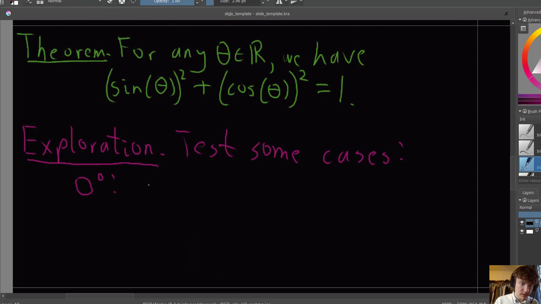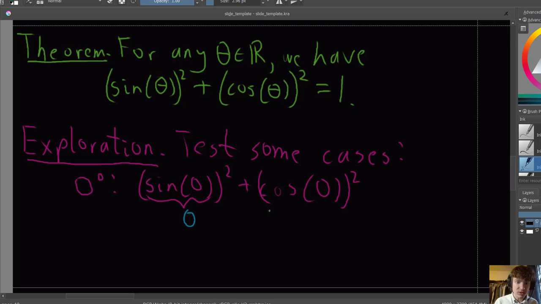So if we have sine of 0 squared plus cosine of 0 squared, with parentheses, well, we know that sine of 0 is that y-coordinate, so this will be 0, and cosine is the x-coordinate, which is 1. So we have 0 squared plus 1 squared equals 1. Okay, so the statement of the theorem is true in this case when we let theta equal 0.